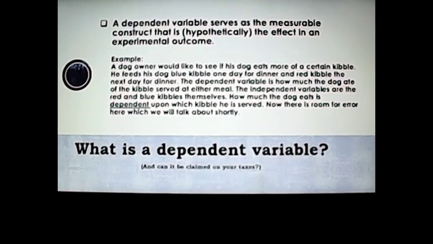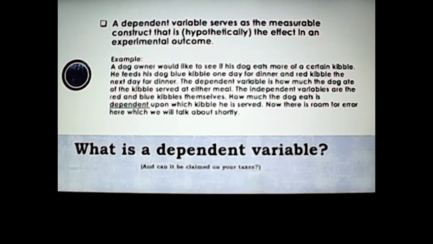So a dog owner would like to see if his dog eats more of a certain kibble. He feeds his dog blue kibble one day for dinner and red kibble the next day for dinner. The dependent variable is how much the dog ate of the kibble served at either meal. The independent variable are the red and blue kibbles themselves. How much the dog eats is dependent upon which kibble is served. Now there's room for error here, which we're going to talk a little bit more about in just a second.